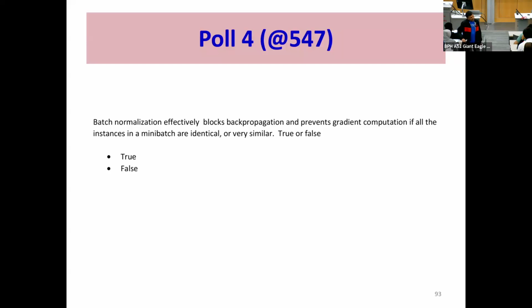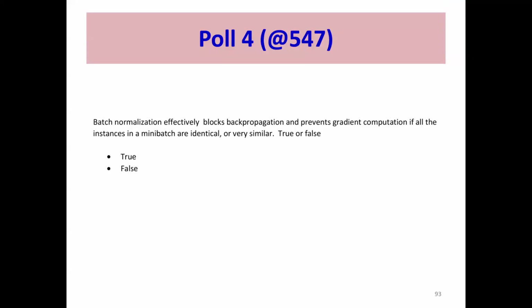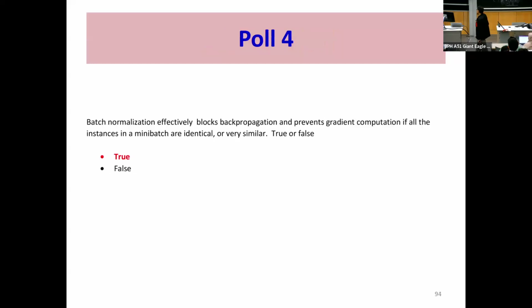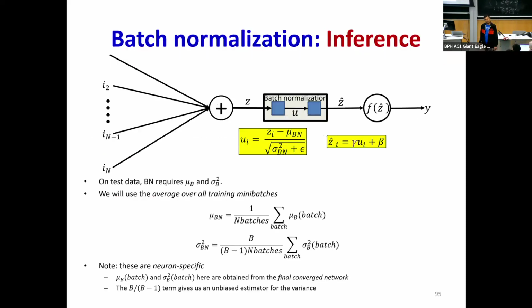Okay, that's easy. Someone on Zoom, can you answer the question? Anybody on Zoom? True. Thank you. Right? Batch norm effectively blocks backprop and prevents gradient computation if all the instances in the mini batch are identical or very similar. True. Yes? Why very similar?